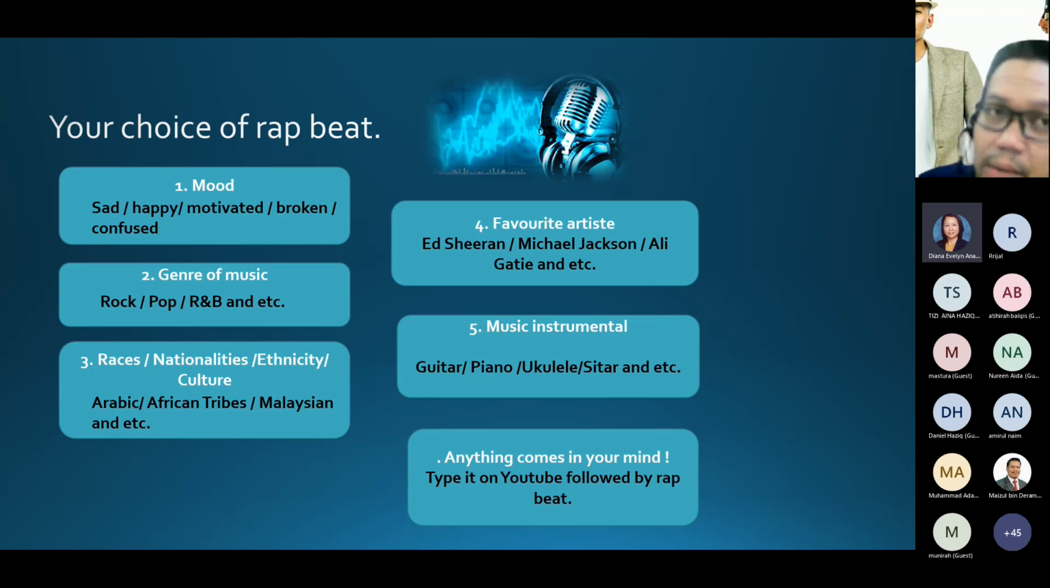Ataupun you can more specific. Most of students have favorite artists or favorite singers like Ed Sheeran or Michael Jackson. Ada yang sudah itu Alligator, I pun tak nak kenal. Tiba kata, saya minat Alligator. Okay, you find Alligator rap beat. Maksudnya music tu reflect ataupun dia resemble penyanyi ataupun artis yang diminat lah.